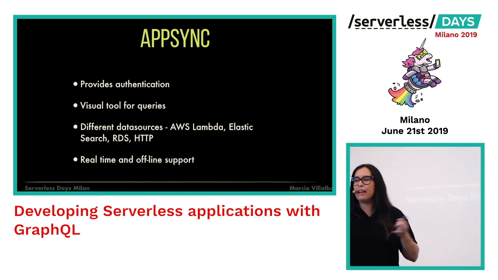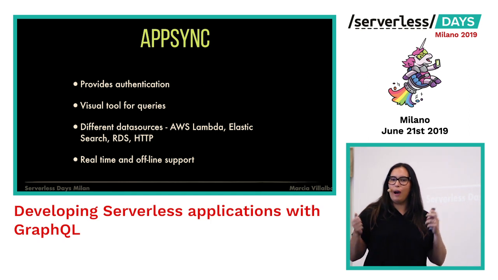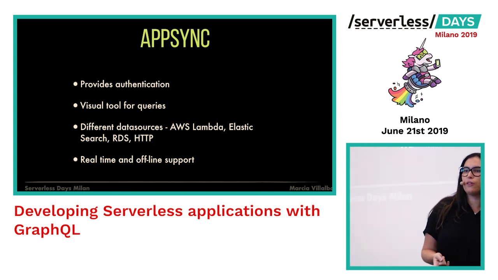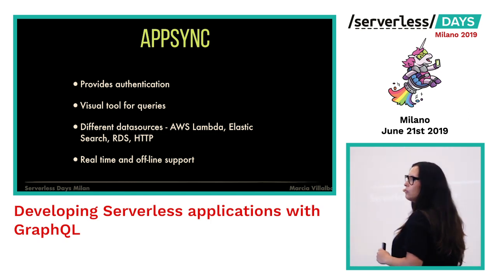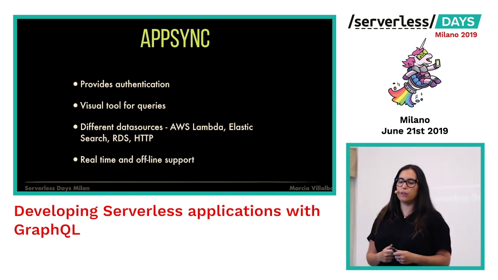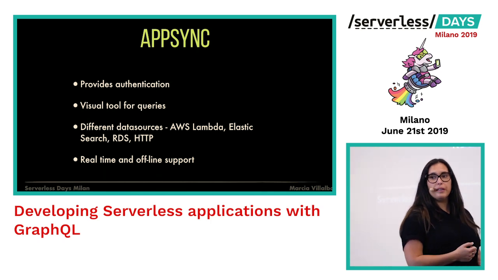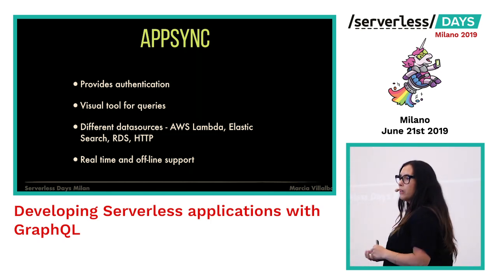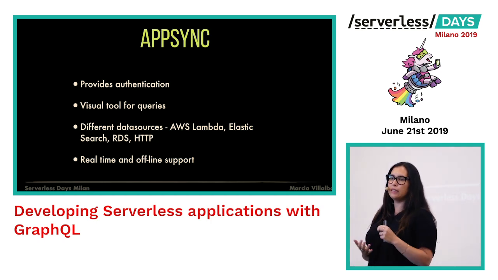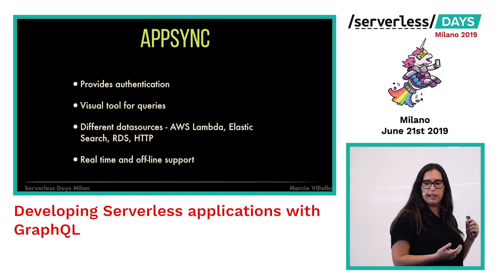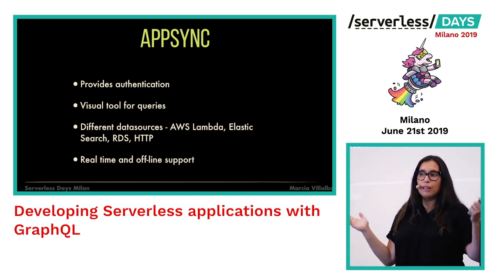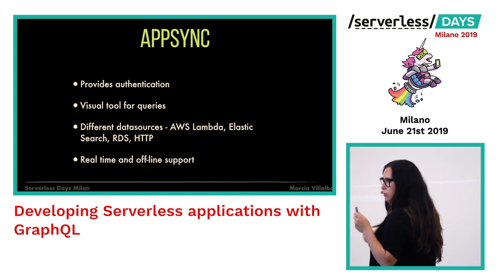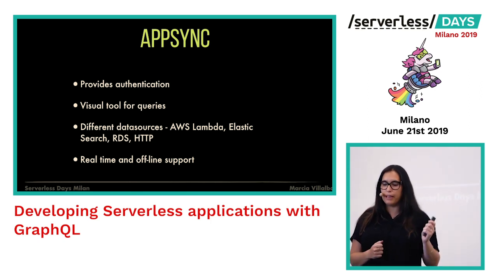AppSync provides everything that GraphQL provides, so I will not get into that. And it provides authentication out of the box. That's very important if you are creating client applications. You won't want to leave your information in the wild. It has a visual tool for queries. It also supports different types of data sources, like HTTP, but it also provides connections to RDS, Dynamo, Elasticsearch, Lambda, and things like that. And it also has support for real-time and offline. So that's very good if you are managing clients' applications.